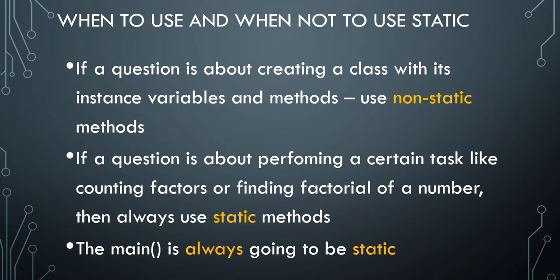Static will be removed. Now the second thing is, if a question is about performing a certain task like counting factors or finding factorial of a number, or the example that we just did, isDivisible and so on, because it is actually performing a certain task, we will always use static methods. And the last thing is that the main function is always going to be static. You cannot create a main function as a non-static method. Please remember about static things.